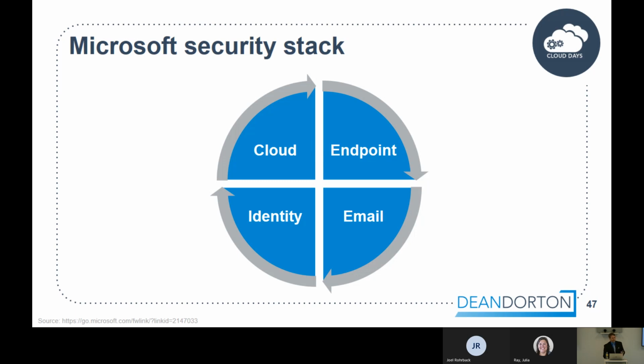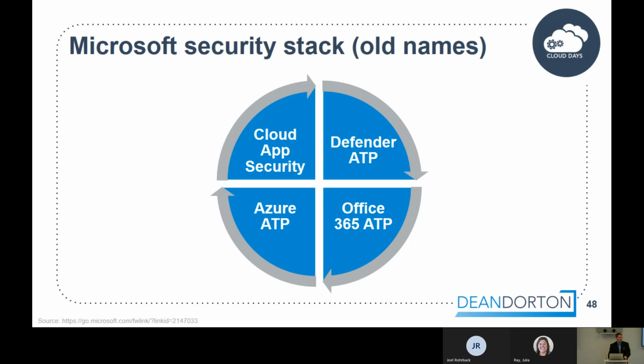And so if we look at the old names for that stack and what they were called, it used to be that Microsoft called the component that protects your cloud applications, Cloud App Security. The component that protects your endpoints used to be called Defender ATP. The component that protects your email used to be called Office 365 ATP. And the component that protects your identity used to be called Azure ATP.